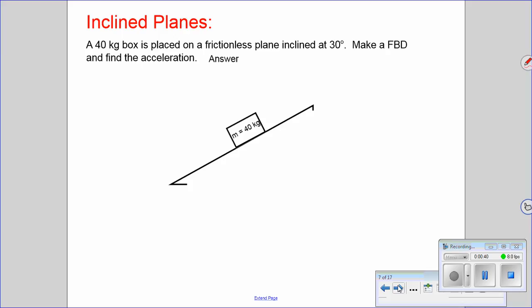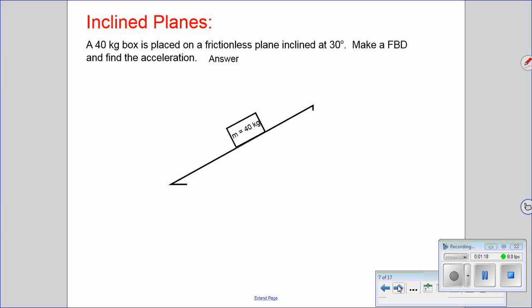In this one, we've got a 40 kilogram box that's being placed on a frictionless plane, and it is inclined at 30 degrees. Our job is to make a free body diagram and find the acceleration. So here's the deal with this. Assuming no friction, which the problem tells us there isn't any, what direction is the box going to move? Well, down and to the left, right? It's not going to go straight down because the ramp is in the way. So the ramp is going to guide its motion, and the motion is going to be in a direction parallel to the ramp.